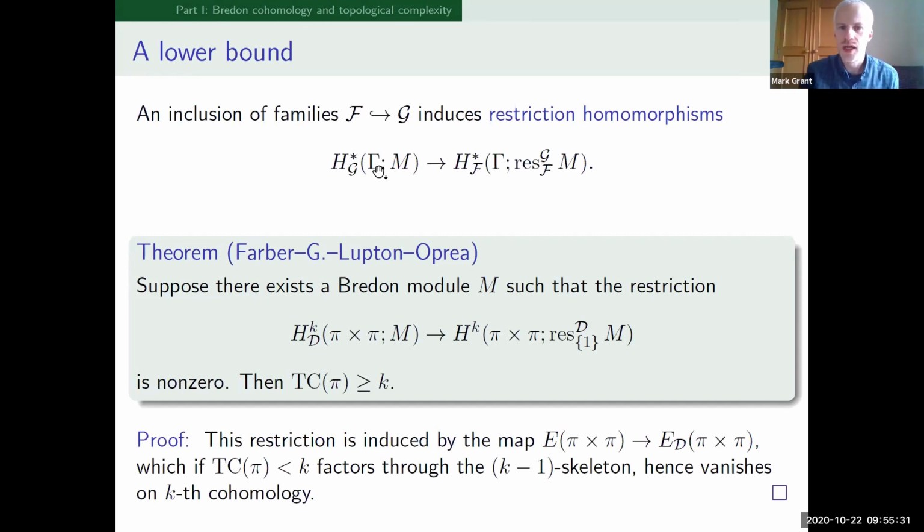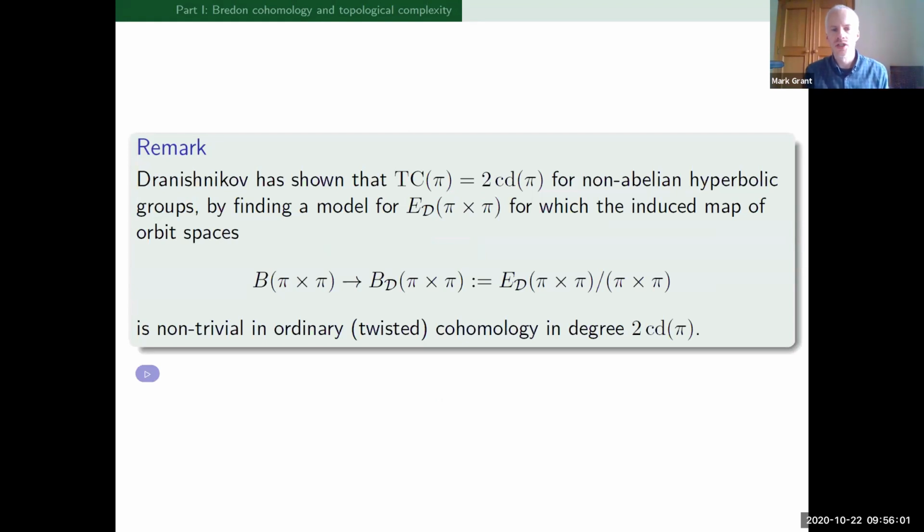And well, this restriction map can actually be thought of geometrically as being induced by the map that we were talking about from E pi cross pi to the classifying space. And as we've seen, if TC is less than K, this map factors through the K-1 skeleton, so must vanish on K cohomology. This kind of lower bound has been utilized by Sasha in his proof that TC of a non-abelian hyperbolic group is the maximum it could be, so twice the cohomological dimension.